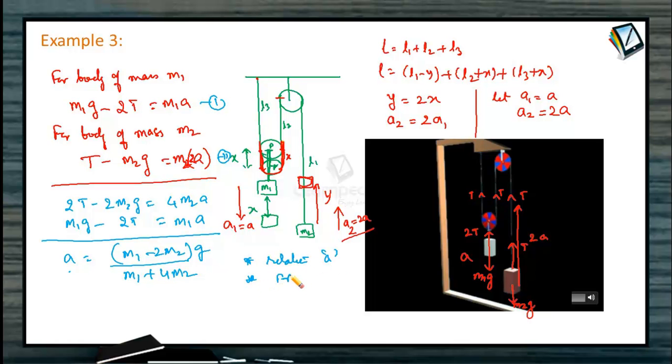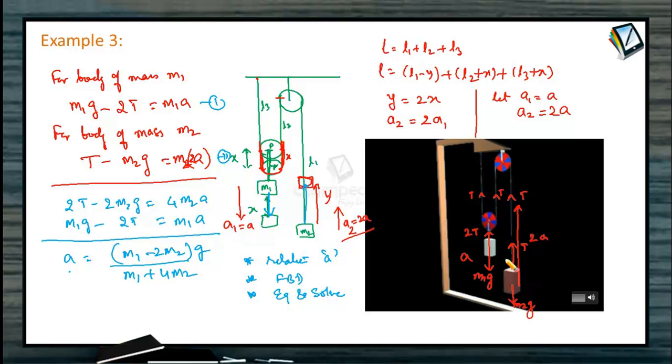Second step, we made the free body diagram. Third step, we wrote the equation and solved. Correct? So the acceleration we got: m1 is coming down with a, m2 is moving up with 2a, as I have indicated or explained in this particular figure.